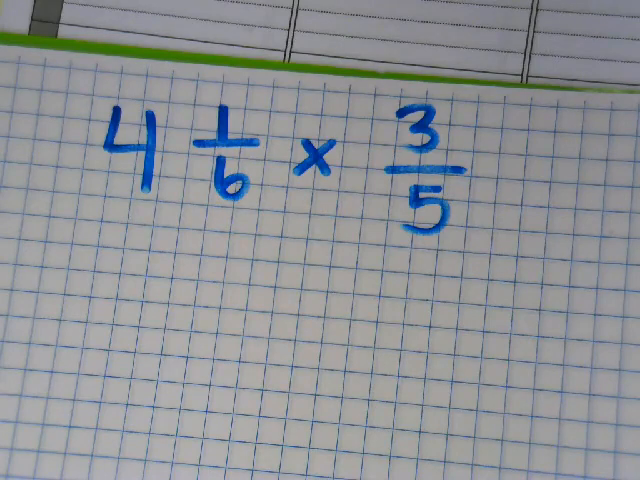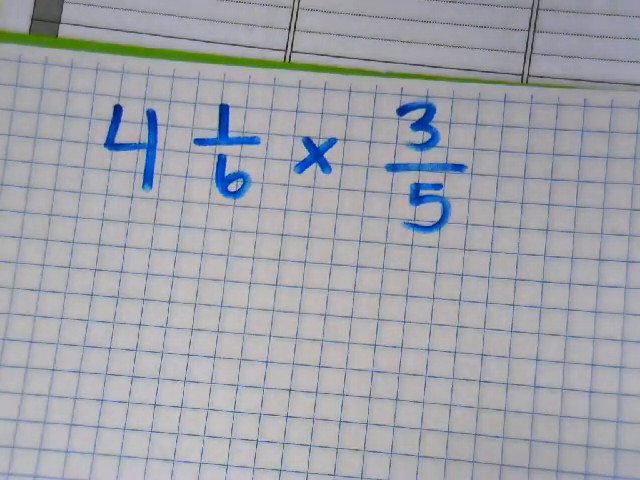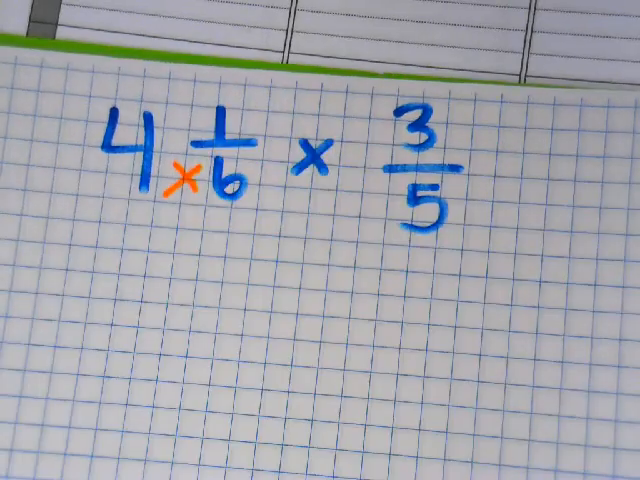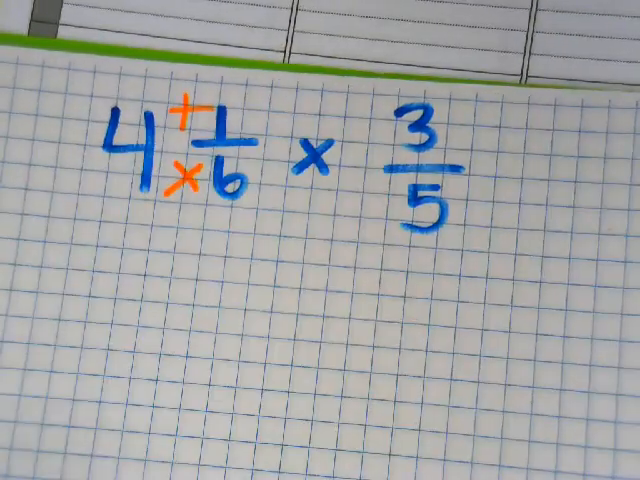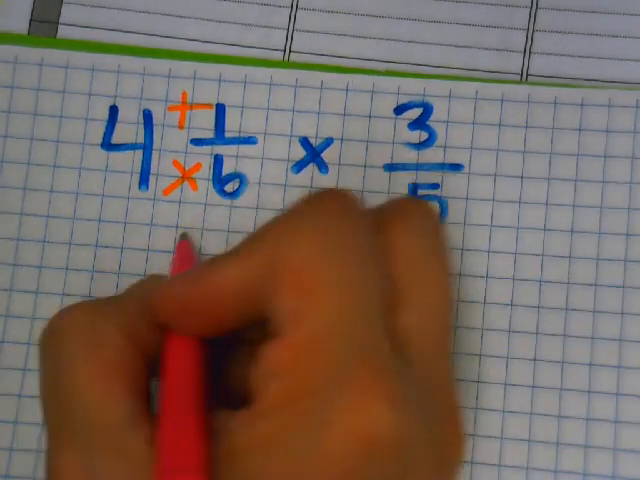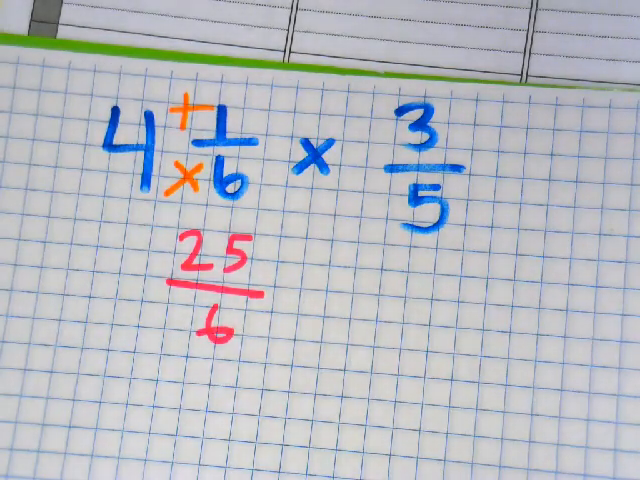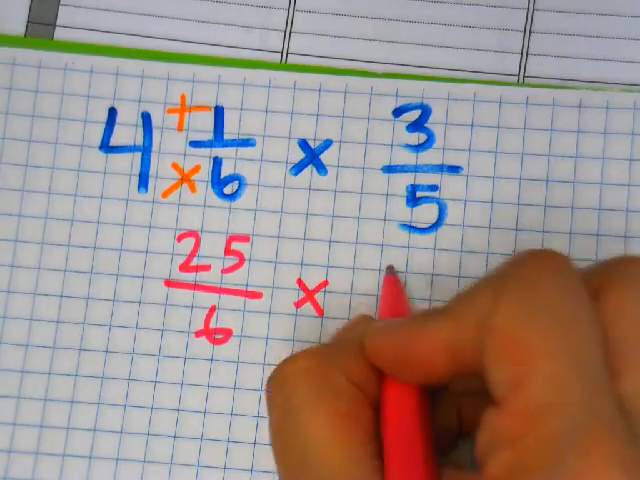All right. What's the first thing you have to do? Multiply and then add. So we're going to change this into an improper fraction. Multiply that, and then add that. And if you need your multiplication table, use it. All right, what do we get? 25 over 6. So the 6 stays the same. Good. Times 3 over 5.